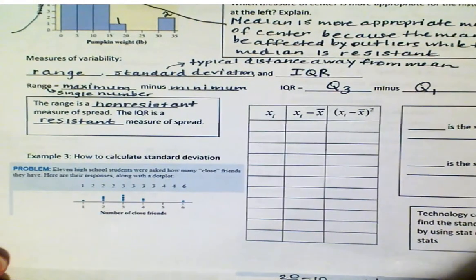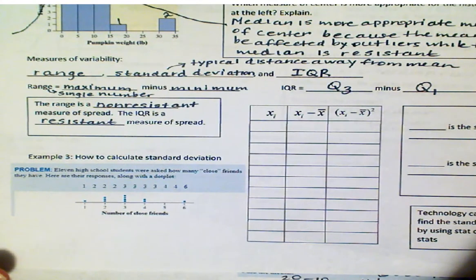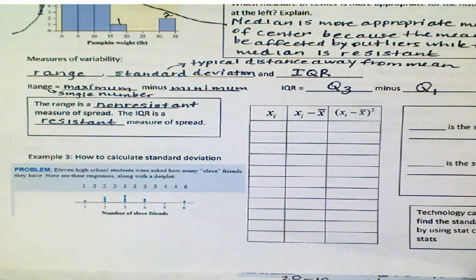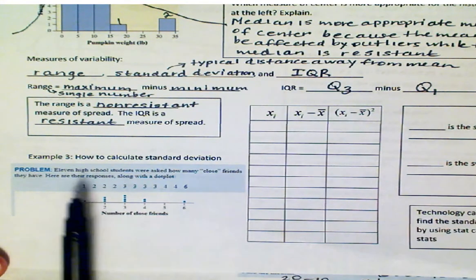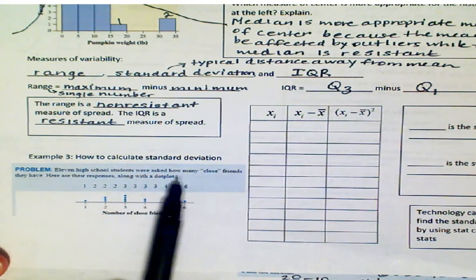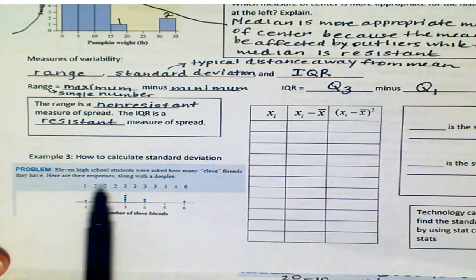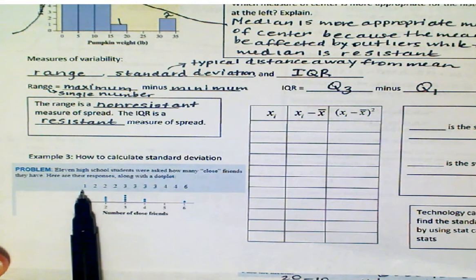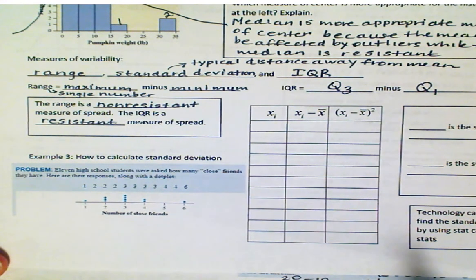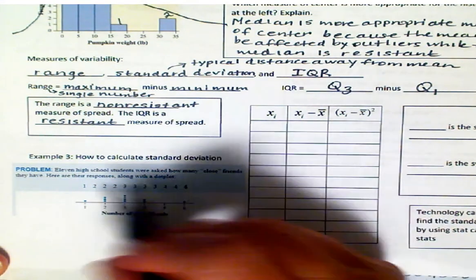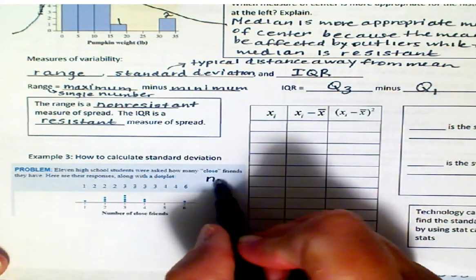Okay, I'm going to tell you most of the time you're not going to do this. You're just going to find it on the calculator, and you're going to be asked to interpret it more than anything. All right, so 11 high school students were asked how many close friends they have. Here are their responses along with the dot plot. So they were asked, how many close friends do you have? There's their responses. Okay, so N says 11. So there's 11 people that were asked.